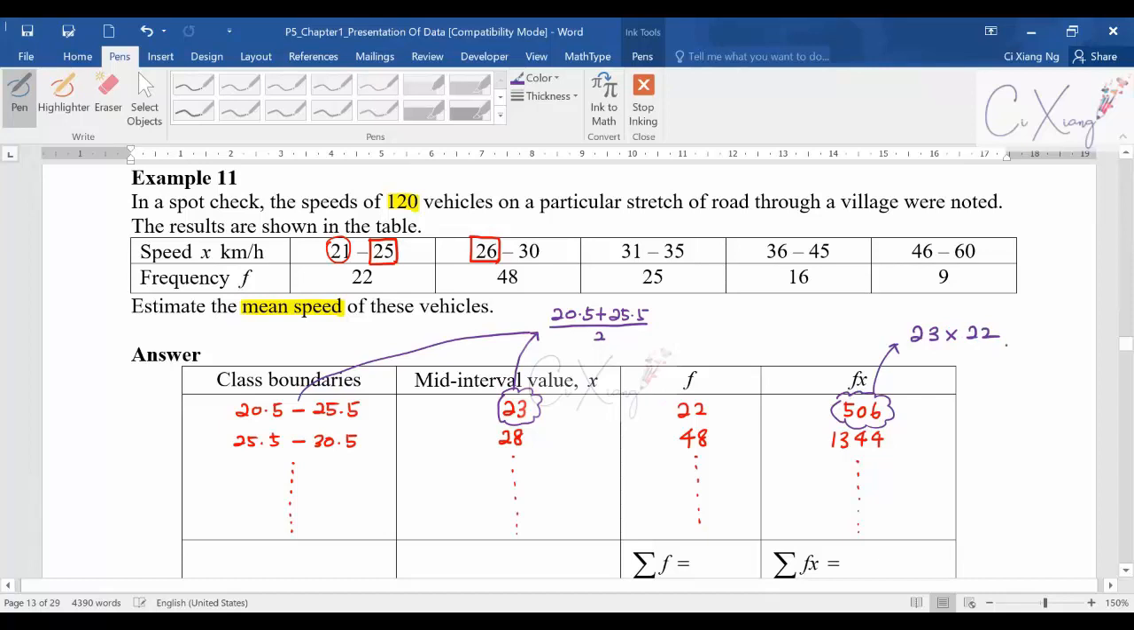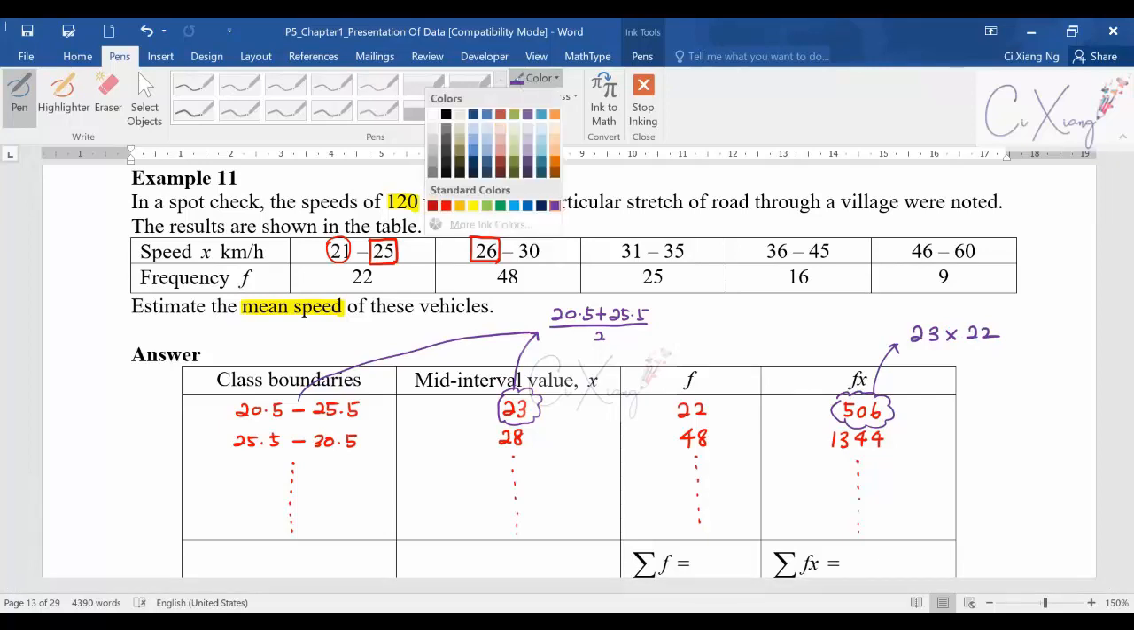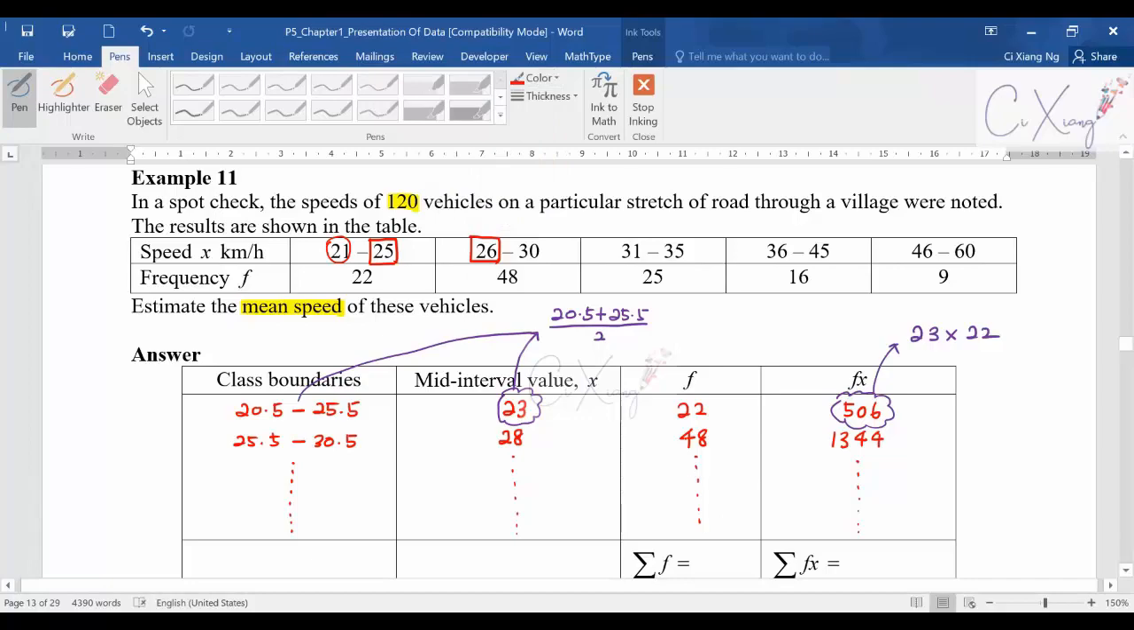If you complete the table correctly without any careless mistake, you sum all the frequencies here, the summation of f, the summation of frequency. When you sum all of this, you will get 120. This is for you to check whether you made any careless mistake or not. Then for the summation of fx, you get 3,800.